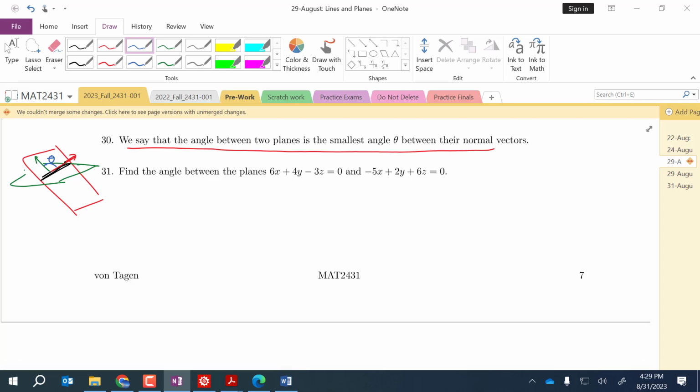Okay? How do you find the angle between two vectors? There's lots of ways, but what's one good way? The dot product, because the geometric version of the dot product has a cosine of theta in it, and you can solve for theta. Great. Okay.